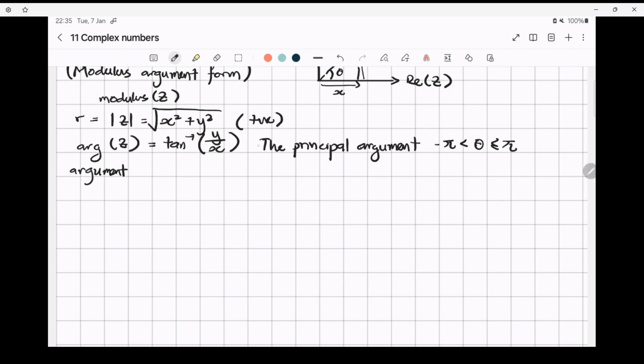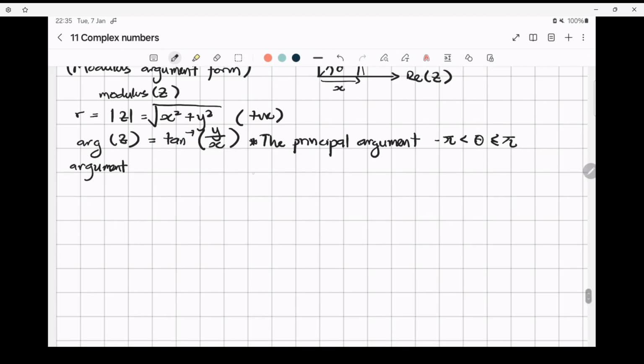So this is the first thing that you need to take note of. The second thing is whenever you want to identify your arguments, you need to be careful. It is better if you can draw the diagram to identify the principal argument.